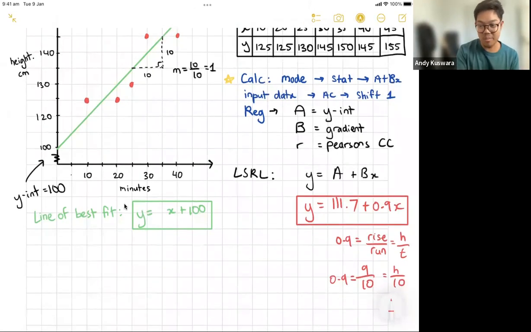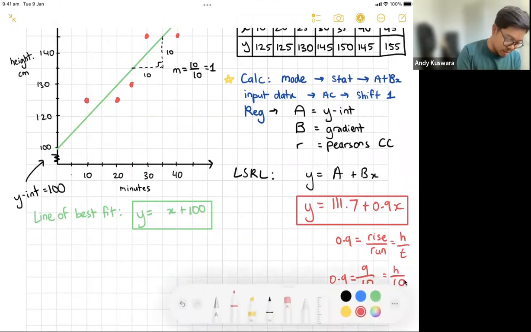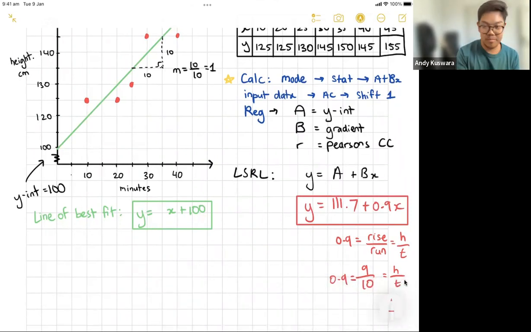And so what it's saying here, this is the tricky part, is that for every 9 height that we go up, we actually run across 10. So it shouldn't be h on 10, sorry, it should be h on t. So you can talk about for every 10 minutes, we grow 9 centimeters in height, or for every 9 centimeters in height that we grow, we're actually taking 10 minutes. That's what it means to look at the gradient in terms of the context. Hopefully that helps. Good luck with your exercise, and I'll catch you later. Bye-bye.